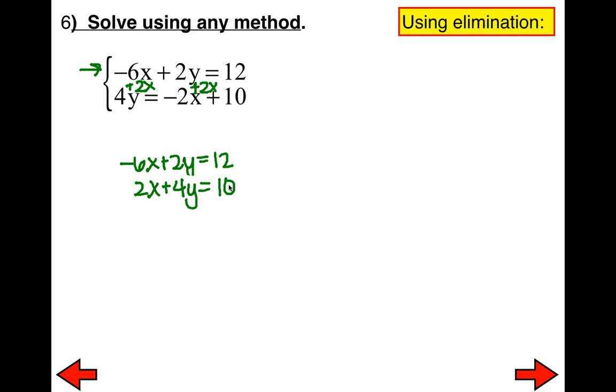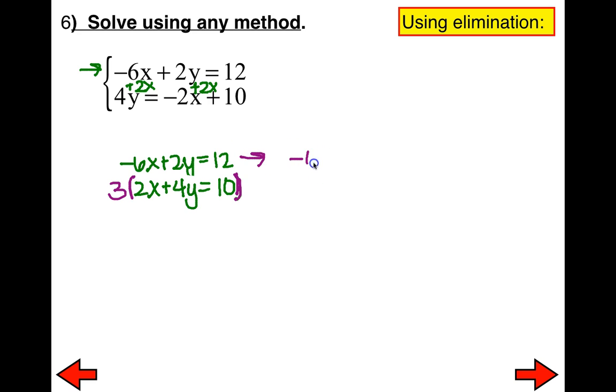So here, what could I eliminate? Well, I know that I've been eliminating the x's very often. Understand that you can choose to eliminate the y's. It's not that you always have to eliminate the x's. However, I think it's easier just because there's one that's already negative and one that's positive, and 2 can be multiplied to give me 6. So I'm going to go ahead and change the second equation by multiplying it by a 3. If you're wondering why, because the lowest common multiple between 2 and 6 is 6, so 3 is going to be multiplied by 2 to give me the 6 that I need.